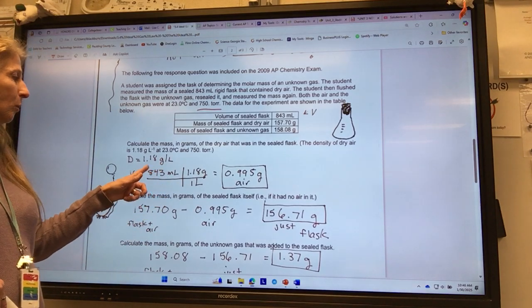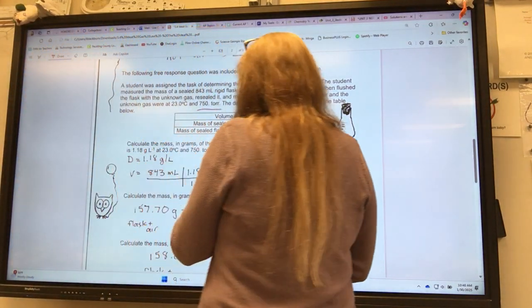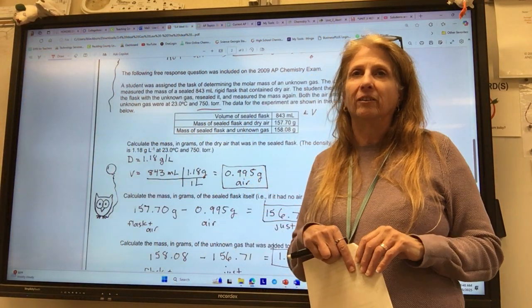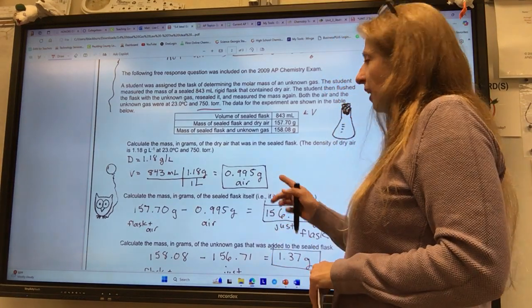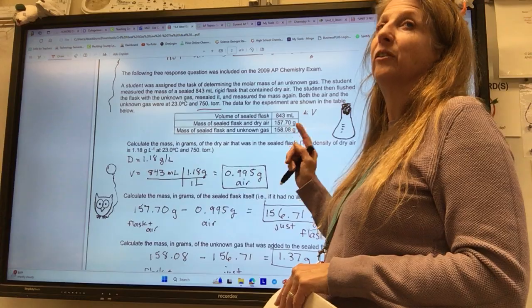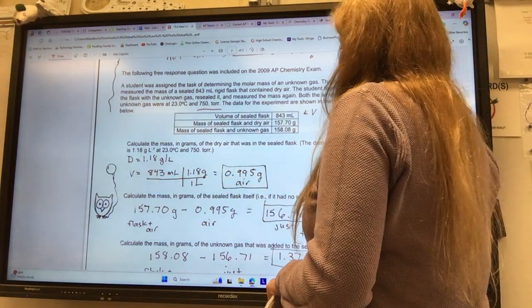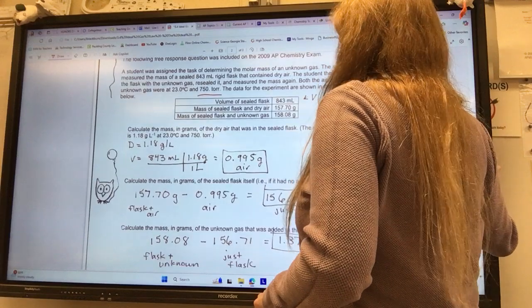So just know, you've got to move your decimal point before you multiply, and then you'll get 0.995 grams of air, okay? All right, everybody good? You promised I didn't confuse you too bad by not converting to liters first. You can do it. Convert it to liters, then do your math. And then your liters will cancel out. So we did the first part of the problem.